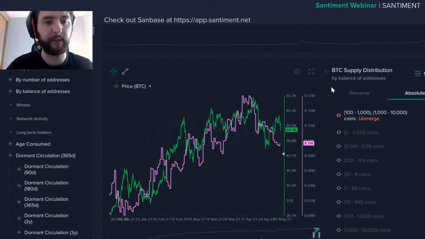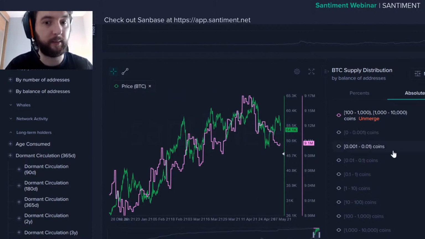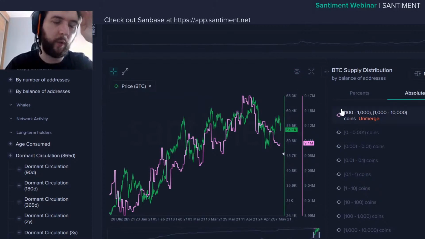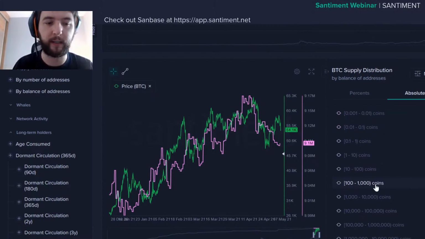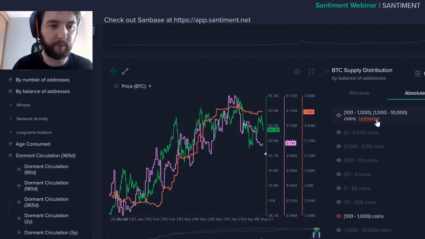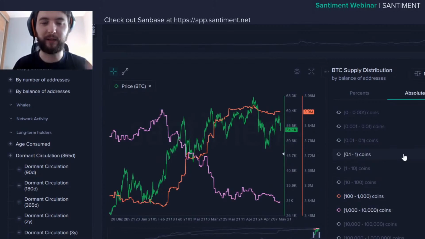So for Bitcoin in particular, we have found that over time, these two groups combined are usually a pretty good indicator of the relative whale sentiment for large BTC addresses. Addresses holding between 100 to 1,000 and 1,000 to 10,000 Bitcoin have had an interesting relationship with each other for a while now. If you look at, I'm going to unmerge them for a moment, only this group of addresses, and then only this group, you can definitely see a mirror pattern between the two of them.